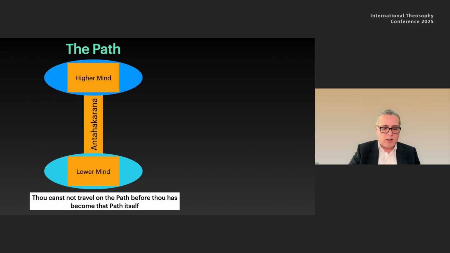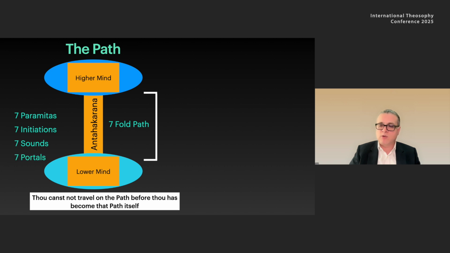In this context, we need to understand that manas is actually dual. The lower, the lunar, descending and pulled by kama, our selfish nature; the higher, the solar, attracted and elevated in its highest aspect by buddhi, selfless in nature. The lower and the higher mind can then be thought of as connected via a sevenfold path known as Antahkarana. It is said that thou canst not travel on the path before thou hast become that path itself. Therefore, we have the seven parameters, the seven initiations, the seven sounds, and the seven portals.